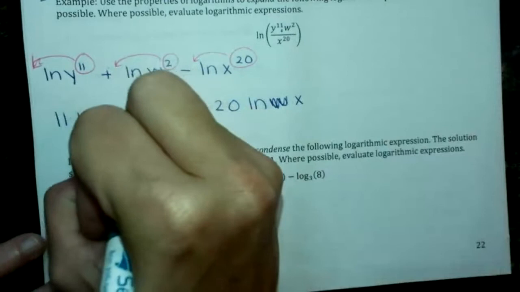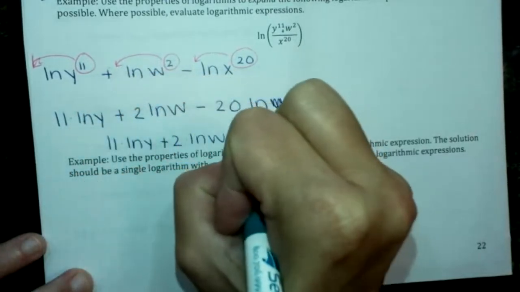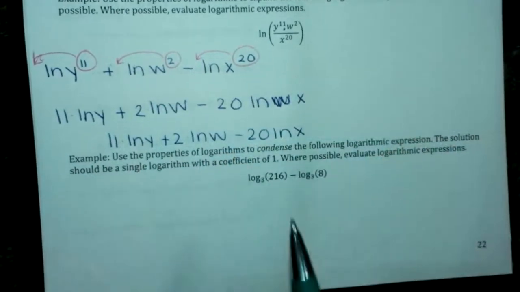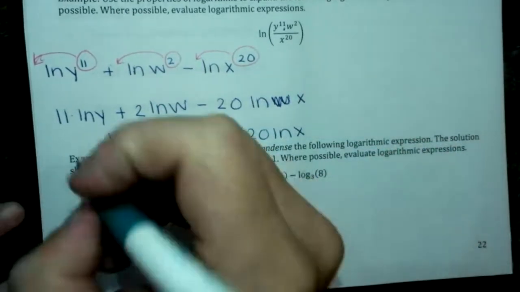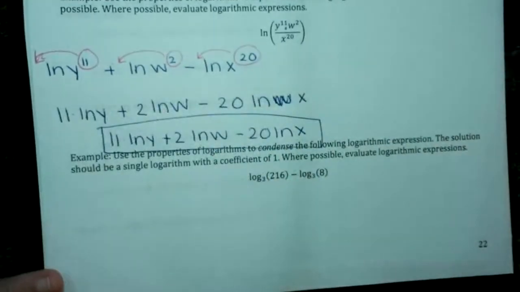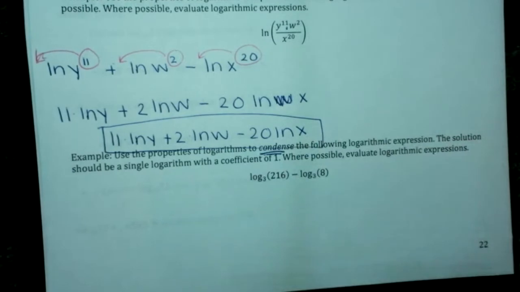Let me write it. 11 times natural log of y plus 2 times natural log of w minus 20 natural log of x. Not like terms. These are all base e, so I can't make the bases the same. Final answer.